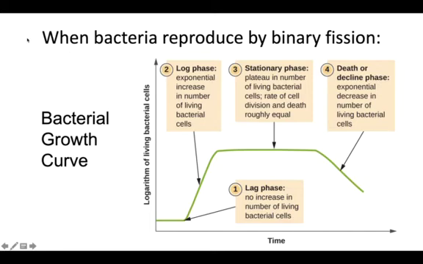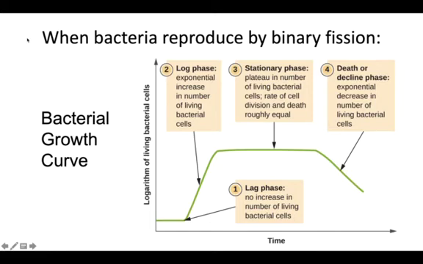Next, we go to the stationary phase, and this kind of plateaus out. That's number 3. You've got bacterial cells, but again, cell division and those cells dying are roughly equal. And why is that? It's because they are running out of food. Also, because of reproduction, the metabolites, the end products of metabolism may be toxic. There's more toxins also building up in the media.